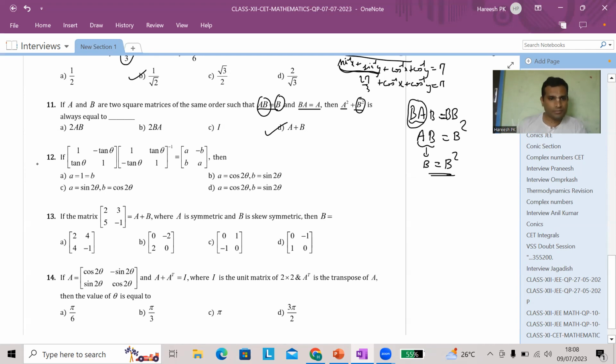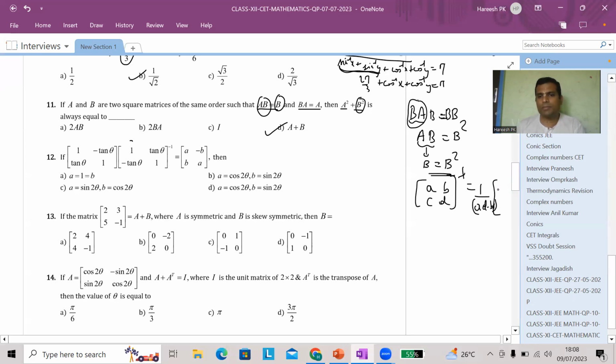12th question. It's quite an easy one. How to find the inverse of a 2 cross 2 matrix? For a 2 cross 2 matrix A, B, C, D, the inverse is simply 1 by determinant, which is AD minus BC. And matrix wise, just swap the principal diagonal elements, right? So D, A, and the non-principal diagonal elements, just add a minus sign.